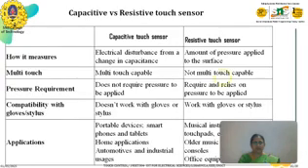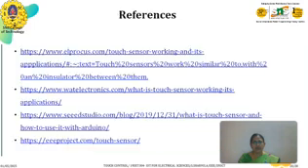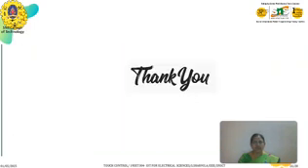This is the comparison between the capacitive touch sensor and the resistive touch sensor. The main difference is that multi-touch operation is suitable for capacitive and not suitable for resistive. Capacitive touch is used for portable devices, and the resistive touch sensor is suitable for musical instruments. These are all the applications, and these are the references for these touch control devices.